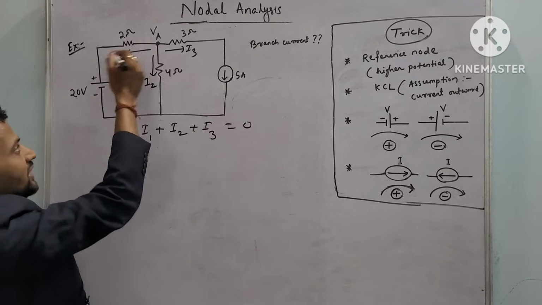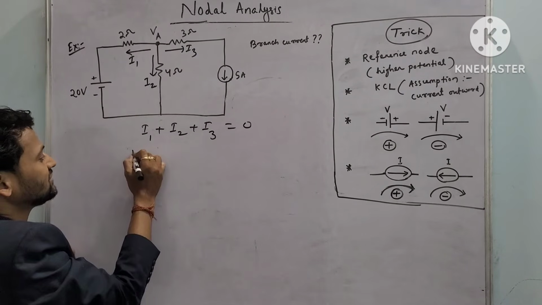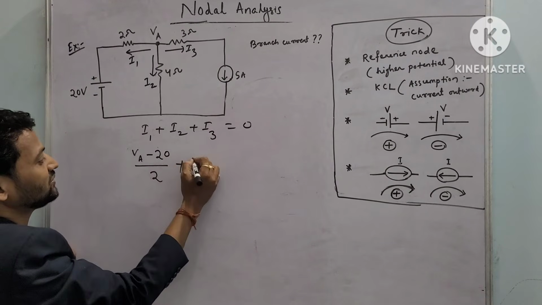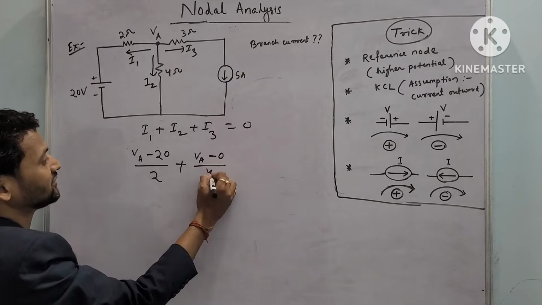ठीक है, so I1 क्या हो जाएगा? Same thing, VA minus of 20 upon 2, plus what is I2? VA minus of 0 upon 4.